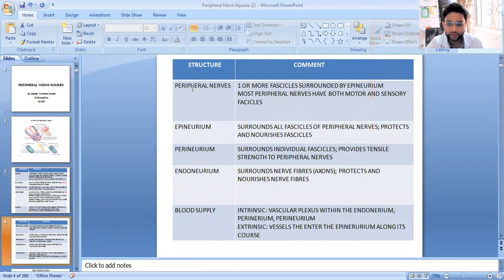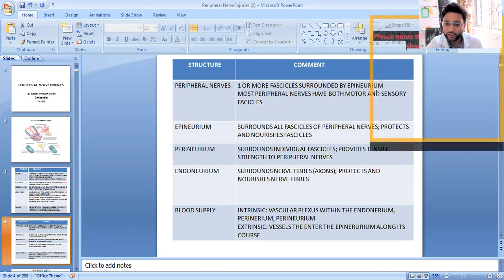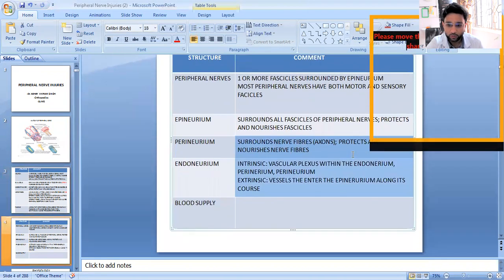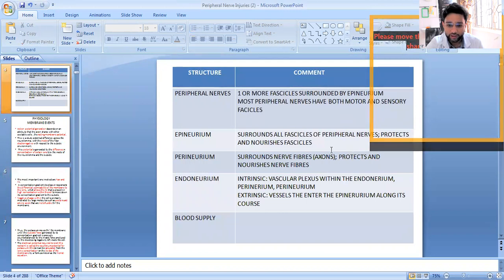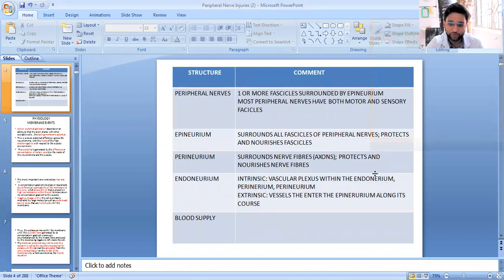The next structures are peripheral nerves: one or more fascicles surrounded by epineurium. Most peripheral nerves have both motor and sensory fascicles. The epineurium surrounds all fascicles of the peripheral nerve, protects and nourishes the fascicles. The perineurium surrounds individual fascicles, protects and nourishes nerve fibers. The endoneurium has an intrinsic vascular plexus.